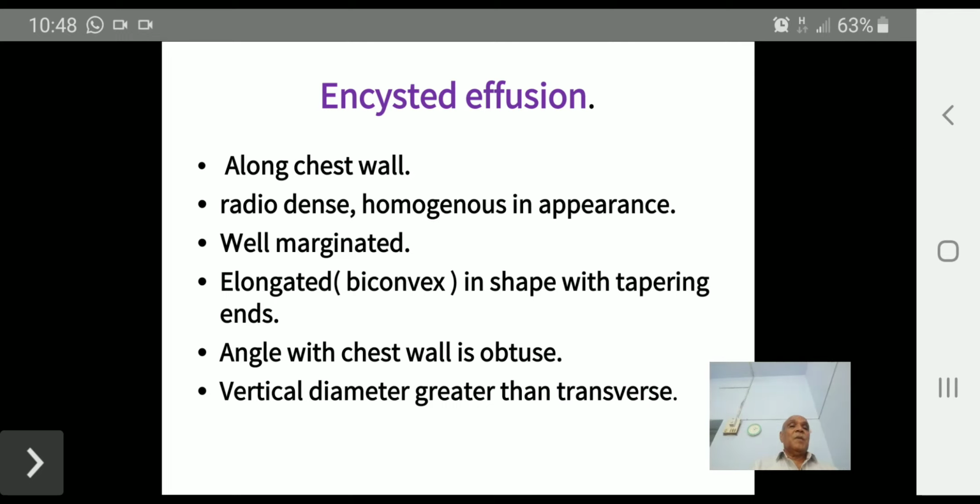Encysted effusion, mostly it is at the lateral wall, means along the chest wall. It is radiodense, homogeneous in appearance, well marginated. The outer margin is formed by the chest wall and the inner margin is formed by the visceral pleura. It is biconvex in shape with tapering ends. The angle with the chest wall is obtuse, more than 90 degrees, and vertical diameter is greater than transverse diameter.